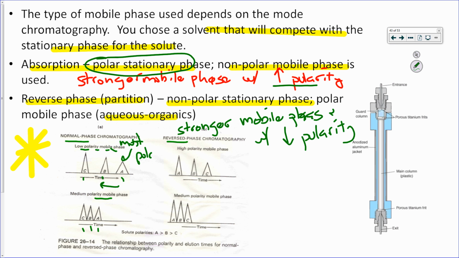It's going to be the thing that sticks to the column the most. All right, and C is going to be the least polar thing. So I can actually run things on the column and I can learn something about their polarities. All right, learn about physical properties.